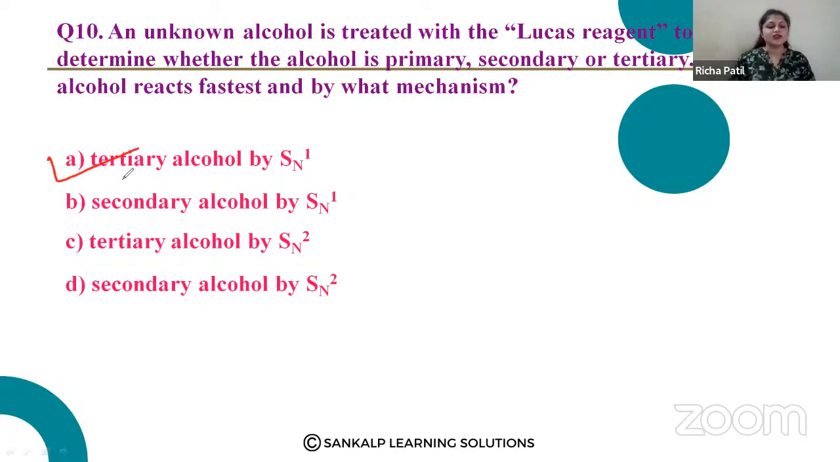What is the reason? With Lucas reagent, tertiary alcohols react fastest by SN1 mechanism because of the formation of carbocation, which is formed in the rate determining step, the slow step. So it is a tertiary alcohol, and it will undergo SN1 mechanism, due to the formation of carbocation.